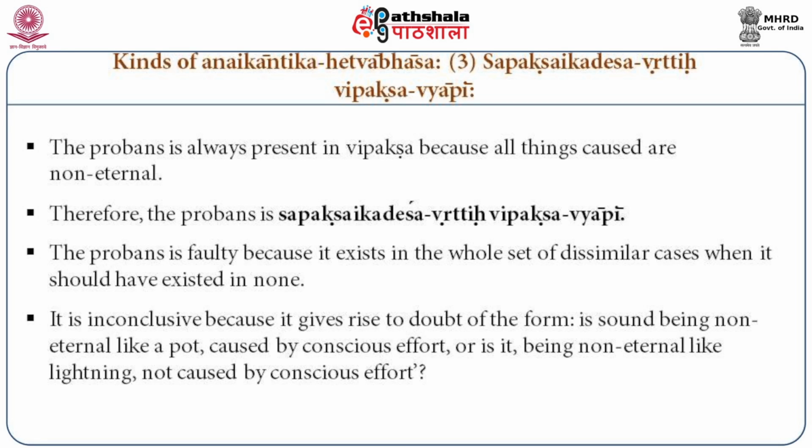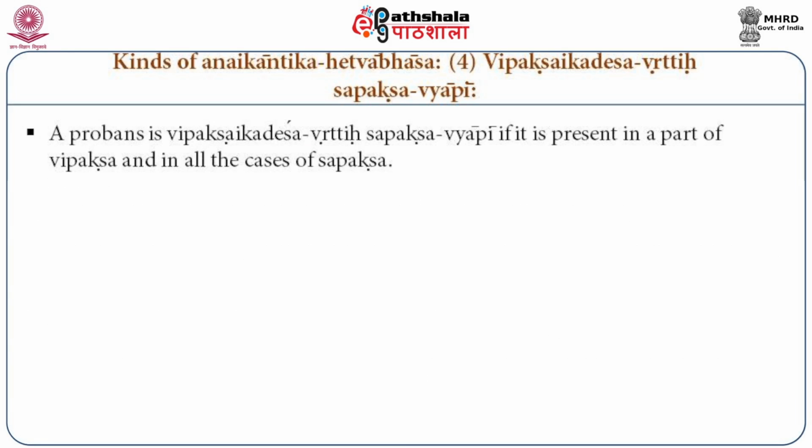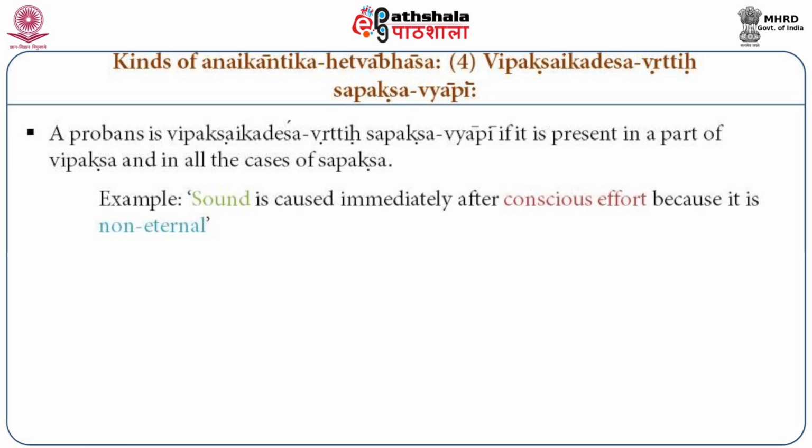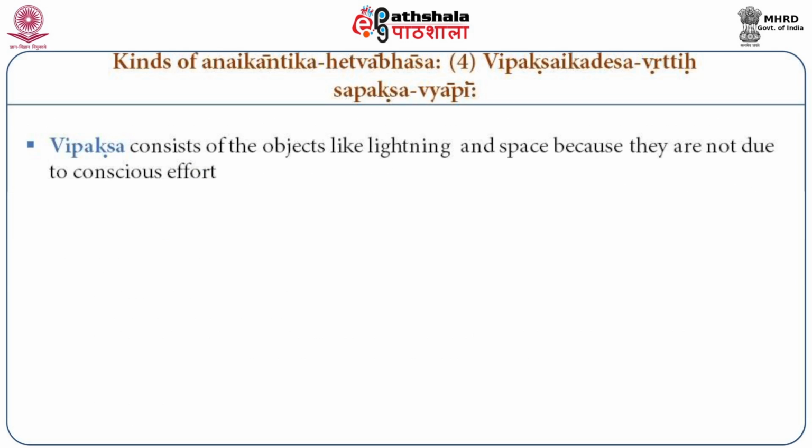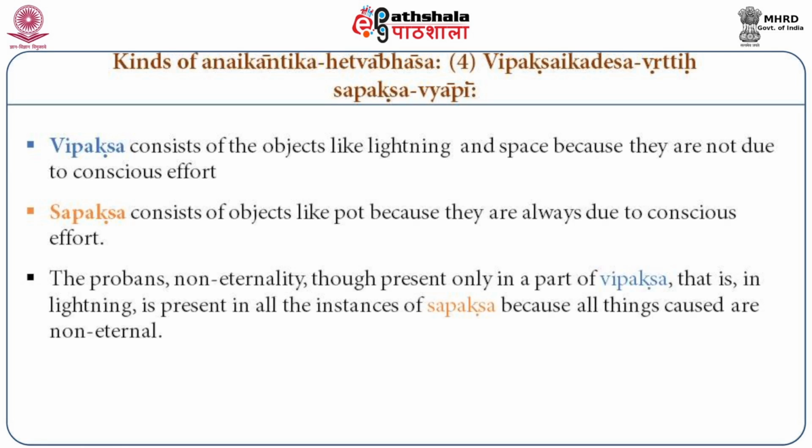The next variety is Vipakshaikadesha vritti Sapaksha Vyapi, that is, if Hetu exists in part of Vipaksha but the whole of Sapaksha. Now the example is: sound is caused immediately after conscious effort because it is non-eternal. Here the subject is sound, the probandum is the property of being caused immediately after conscious effort, and the probans is non-eternality. Now what will be vipaksha here? It will consist of objects like lightning and space because they are not due to conscious effort, and sapaksha will consist of objects like pot because they are always due to conscious effort.